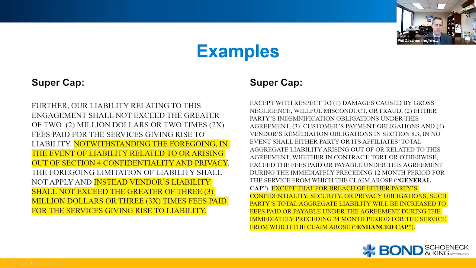Here are your super cap approaches, right? Left-hand column, general cap of 2 times fees paid, but then a higher cap, 3 times fees paid, for liability arising out of confidentiality breaches and data security and privacy breaches. Similarly, on the right-hand side, you see a fee-based cap where you've got a 12-month general cap, but then a 24-month cap for breach of confidentiality, security, or privacy obligations.